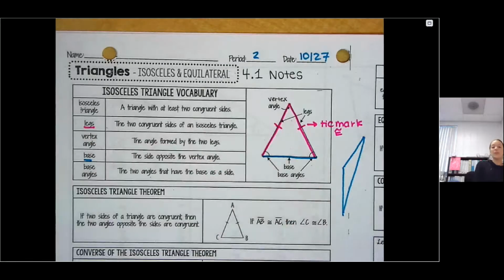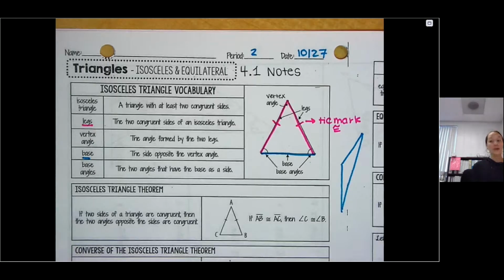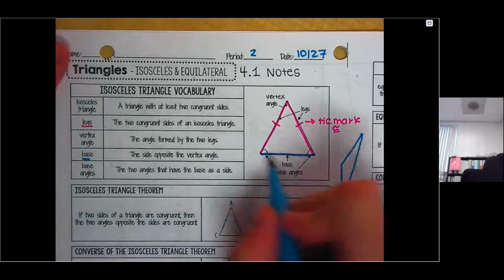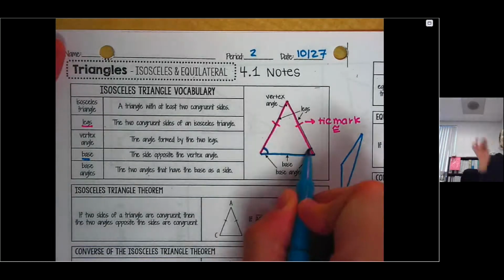What do you notice about those two base angles? They're the same. How do you know that? Because they both have the little circle things. Yes. No, you go ahead and answer. No, you already said what I was going to say. Okay, aggressive.